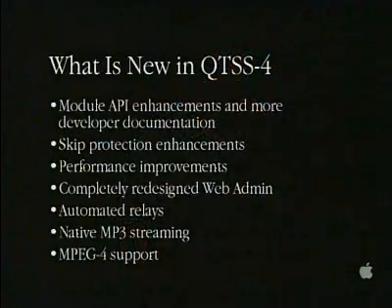So let's talk about what's new in QTSS 4. Here's kind of a short list. The list is actually a lot longer, but I want to focus on some of the high-level things here. We've done some enhancements for development. As I said, we've improved the module API a little bit. We've provided some more developer documentation. And we've made some enhancements to our skip protection algorithms. The result of that is some of the instant-on demos that you saw earlier in the conference. And with every release, we try to improve the performance.